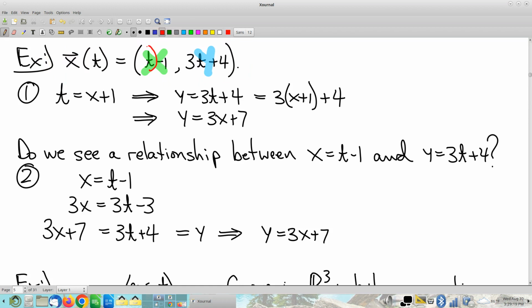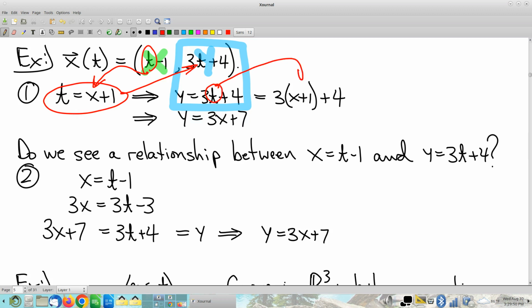Step 1, solve for t in one of the equations. Step 2, keeping in mind that the other coordinate is telling you your formula for y, plug in your newfound formula for t into the second equation. Right, and in doing so, this 3t plus 4, well, that t becomes x plus 1, as previously solved.